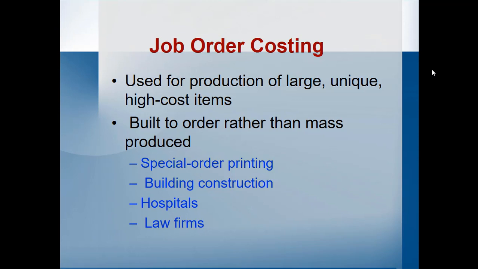So special order printing, building construction, hospitals, and law firms, even though these are services, they still use a form of job order costing. With job order costing, we're really keeping track of the cost of each individual job, unlike what I just mentioned with that box of Frosted Flakes for Kellogg's. With job order costing, we're keeping track of all of the costs.